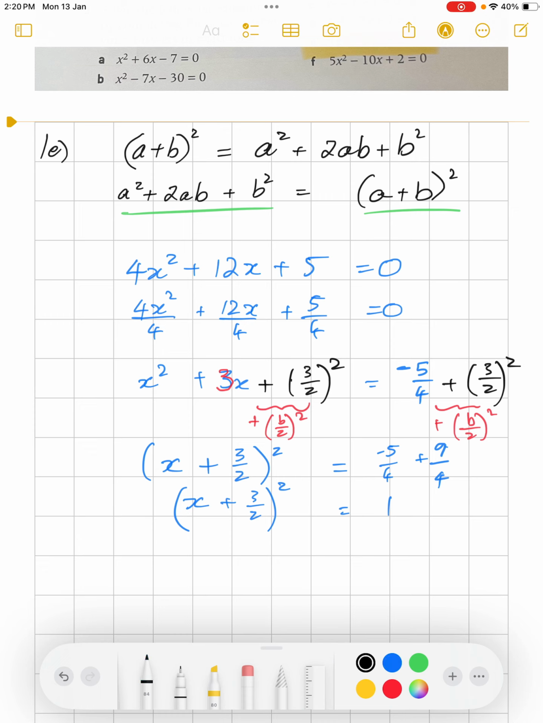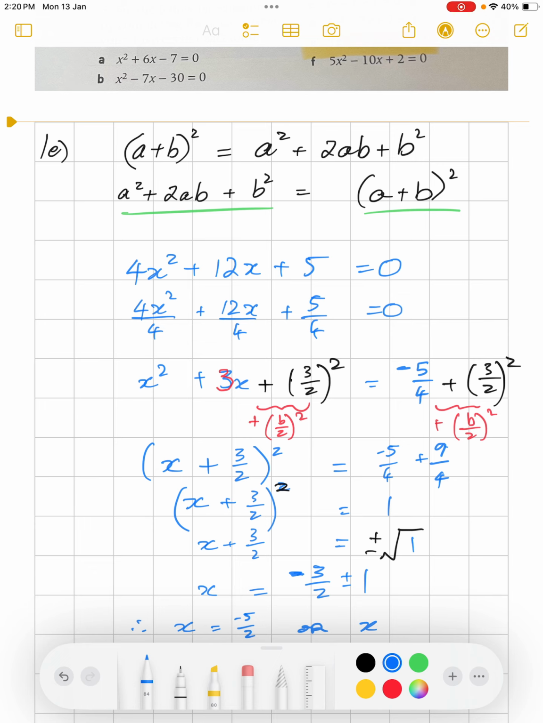Take that, square root across to be plus and minus square root. That's important. So we've got x plus 3 over 2 is equal to plus and minus square root of 1. So x equals, take the positive 3 over 2 to be negative 3 over 2 plus and minus 1. Therefore, x equals negative 3 over 2 minus 2 over 2 is negative 5 over 2.